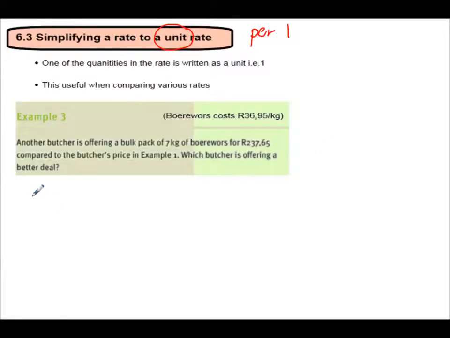So what we have to do, we've got to take 7 kilograms to 237 Rand and 65 cents. So I want to see, this is per kilogram, which means 1 kilogram. So I need to change the 7 to 1 kilogram. How much is it going to cost for 1 kilogram? Well, what did I do to 7 to get 1 kilogram? 7 divided by 7 will give me 1.